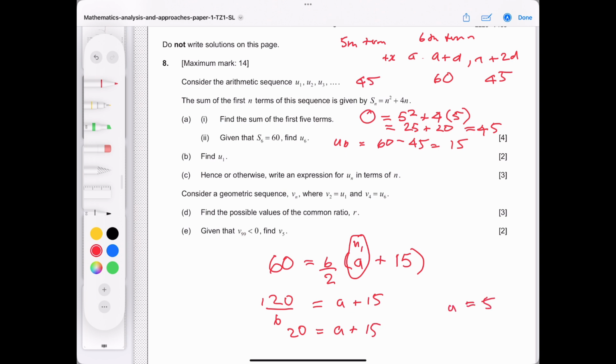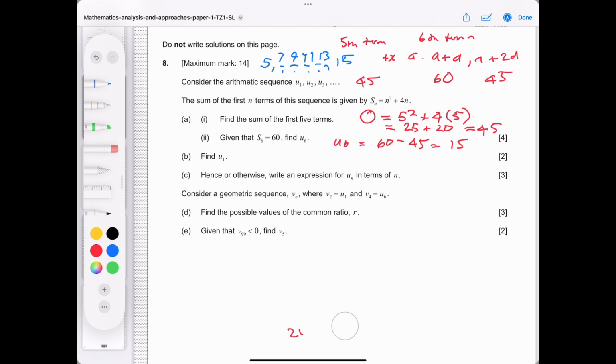So now what we know is it goes 5, something, something, something, something, something, 15. There's only a 10 difference, so I think it's going to go 5, 7, 9, 11, 13. But I'm not sure you're allowed to do that. So we found U1, U1 is 5. Hence or otherwise find an expression for Un in terms of n.